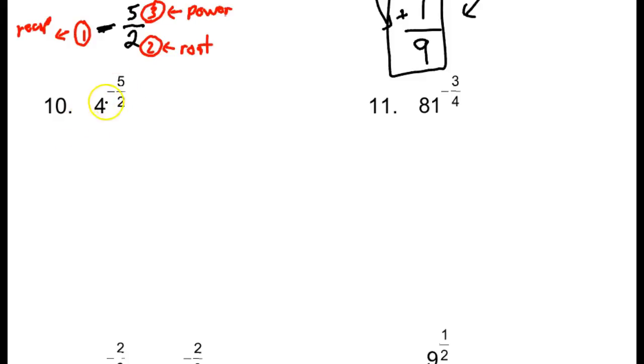So we have a negative, so I see that. So the first step, take care of the negative by making it a reciprocal. So I'm going to do that first. So it's 1 over positive 5/2.